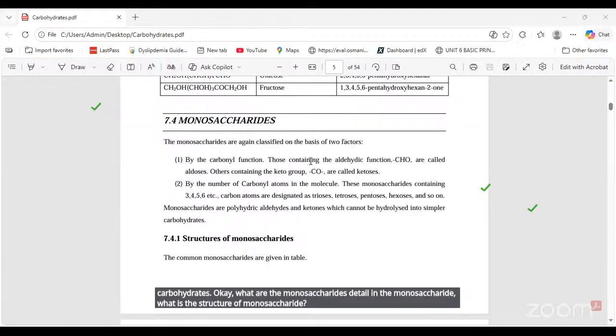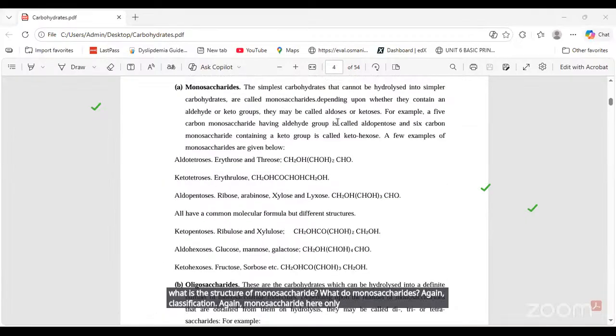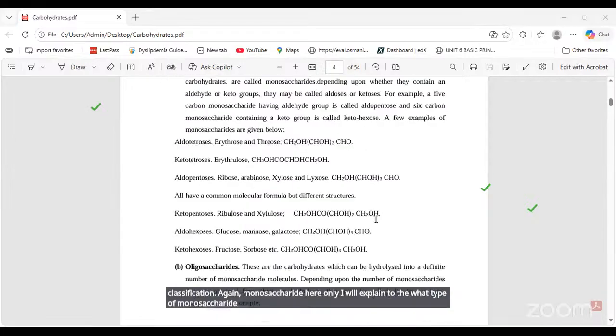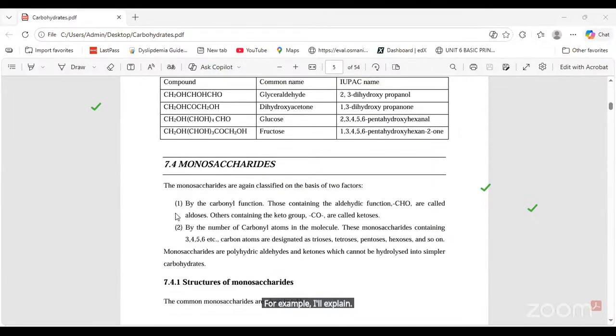What is a monosaccharide? Again, classification. Here I will explain what types of monosaccharide there are. For example, now you can write here. I will explain the monosaccharides in detail.